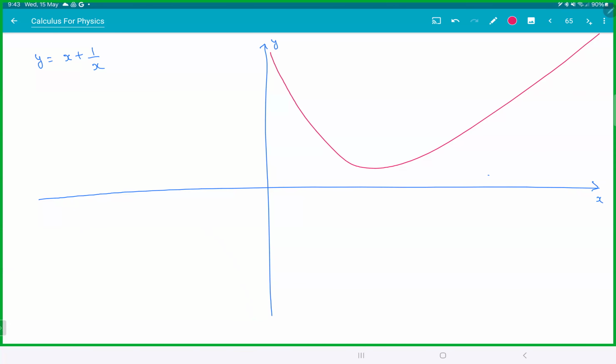Sit straight now, Devansh. Don't do yoga stretches and all. Everyone sit straight, focus. This is how the graph looks. Yeah, this is better.